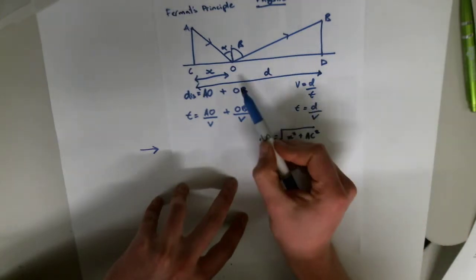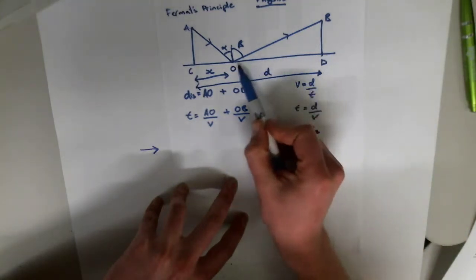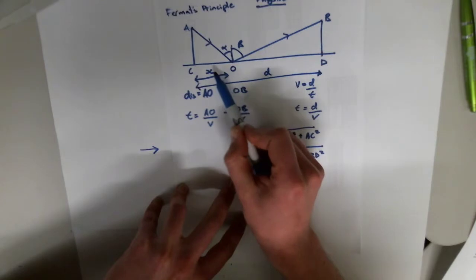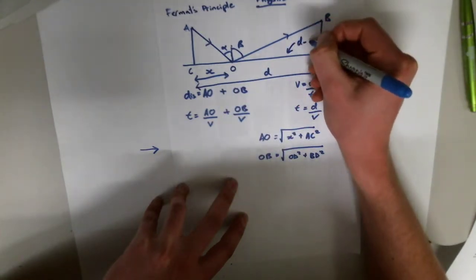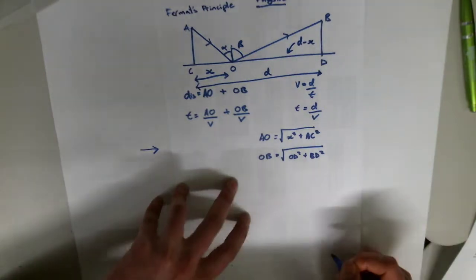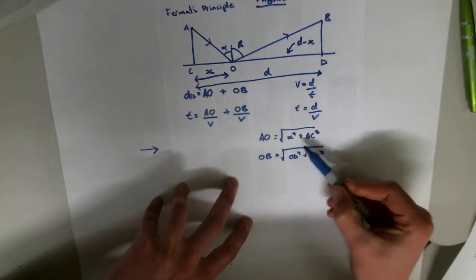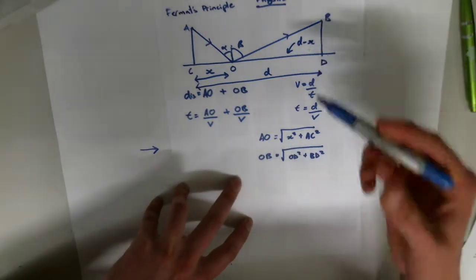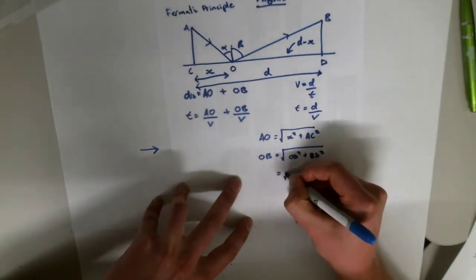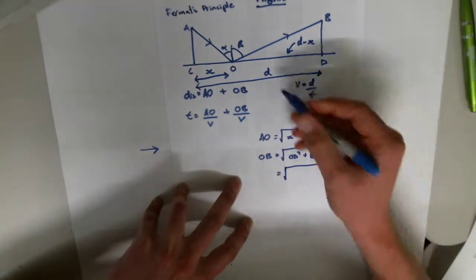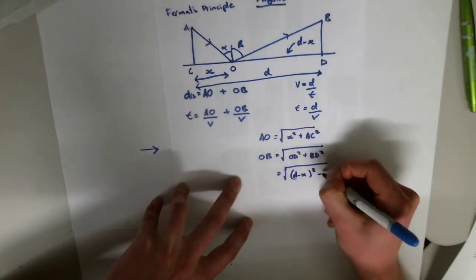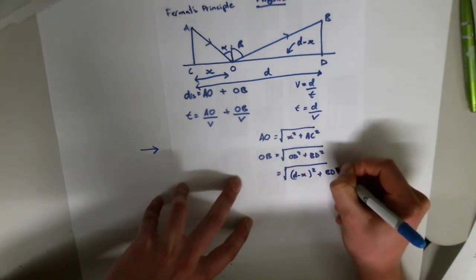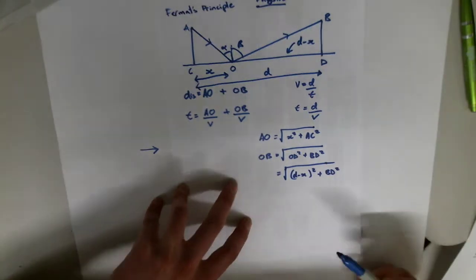And now we can see that this distance here is just d minus x, not d minus c. What that means is we can re-express this now in terms of that. So let's do that. It's just going to be OD is now d minus x, squared, plus BD squared. Okay.